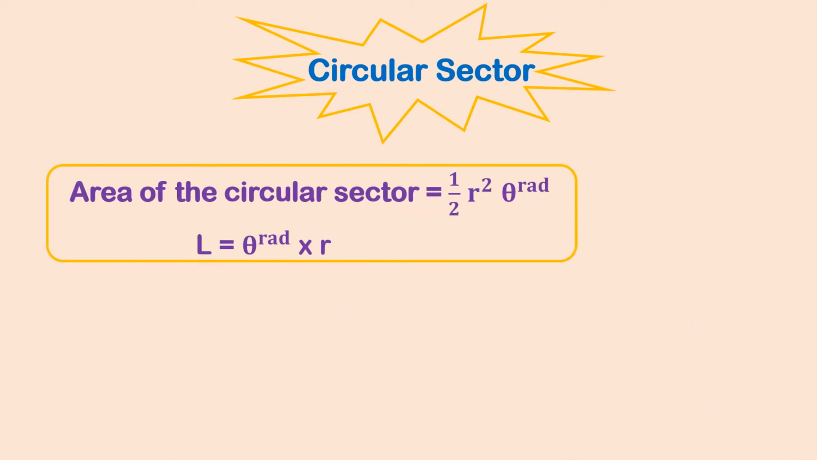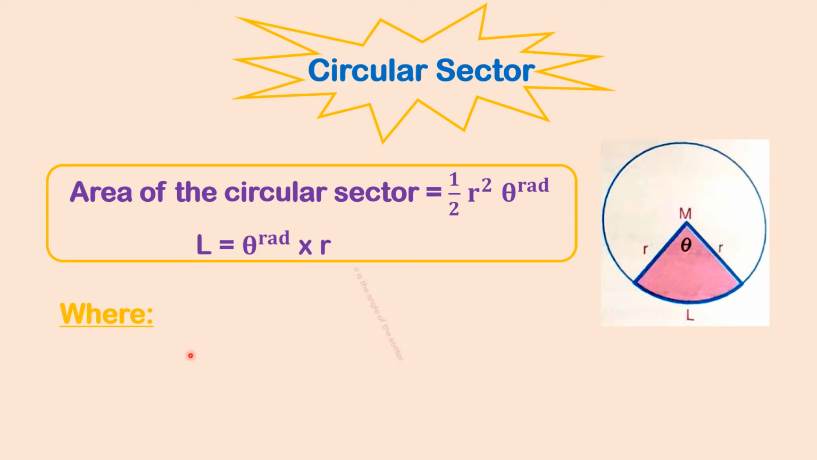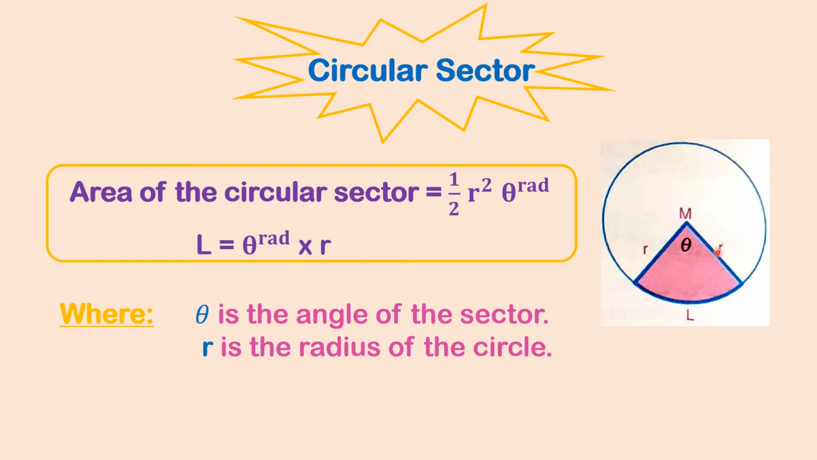The area of a circular sector equals 1 over 2 r power 2 theta rad, where L equals theta rad times r. Theta is the angle of the sector, this angle is called theta. R is the radius of the circle, and L is the length of the arc.